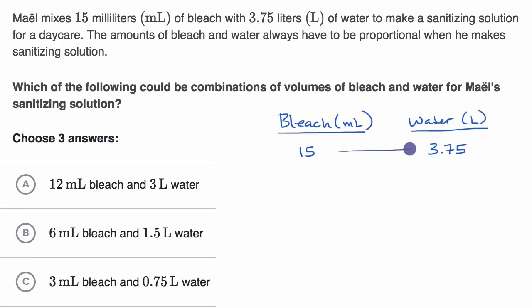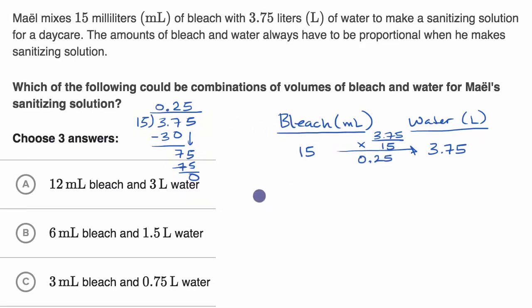Well, let's see. What would he have to multiply by? He would have to multiply by 3.75 over 15. Now, what is 3.75 divided by 15? Let me actually do it right over here. 15 goes into 37 2 times. We have our little decimal right over here. 2 times 15 is 30. Subtract, we get a 7. Bring down the 5. And then 5 times 15 is 75. And it all works out. So we see to go from bleach to water, we're multiplying by a proportionality constant of 0.25.